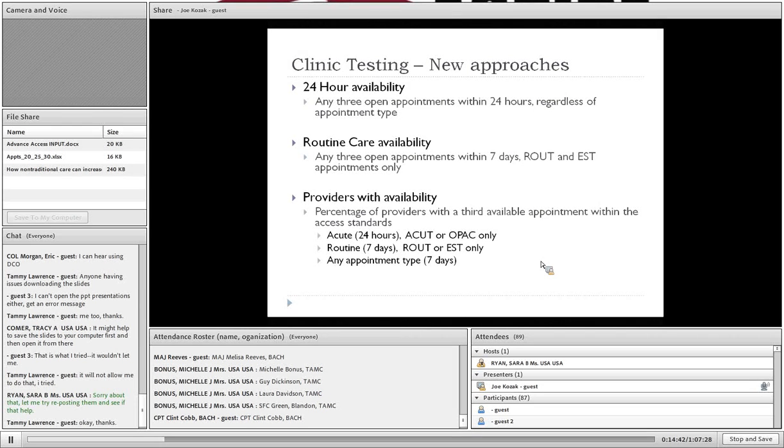Some of the big changes that came out of those meetings is the first thing you see there is the 24-hour availability. Now this one is still in question because the Navy is pushing that it still be measured at acute and OPAC only, but as you remember, I said that the clerk can change the appointment type during the booking process, so during that 24-hour period, it kind of becomes irrelevant what the appointment type is. One of the things we had pushed for was that all appointments count. So basically what they were looking for is, does each doctor have 3 open appointments regardless of the type in the 24-hour span?